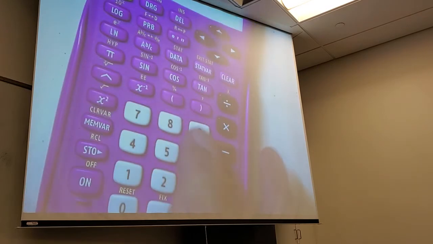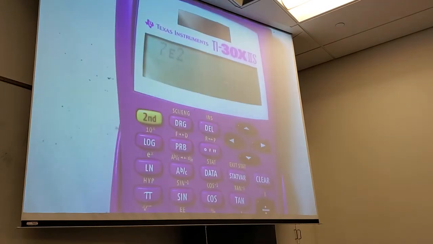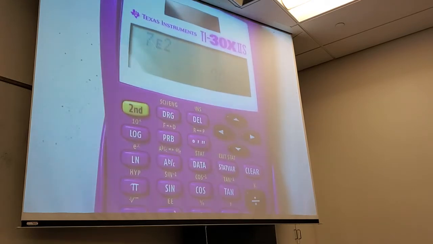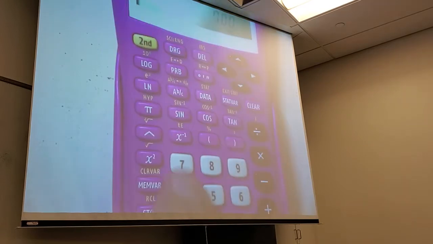Now, let me stress test this. You push the second button, just to give an example. That would be 7 times 10 squared. So this little EE button is your times 10 to the. Mine's just doing negative 1 after the 7. Oh, you have to hit the second button, see how the EE is above the key? The second button is like a shift button. That's how you get to the stuff that's above the buttons.